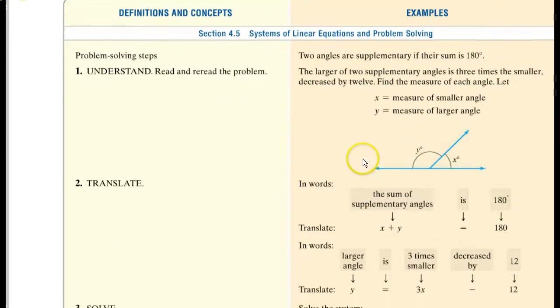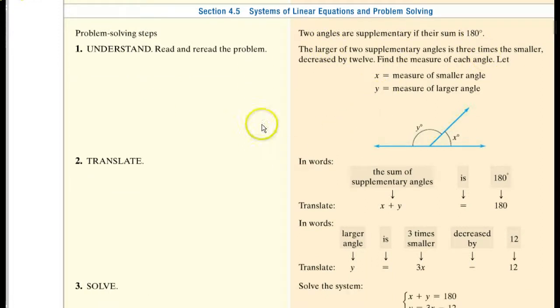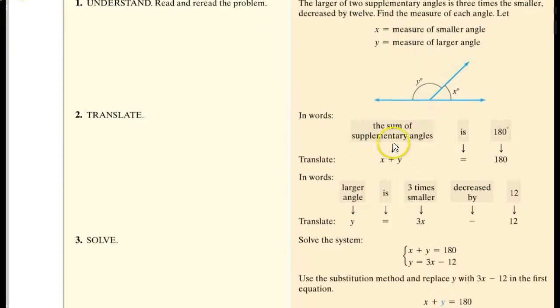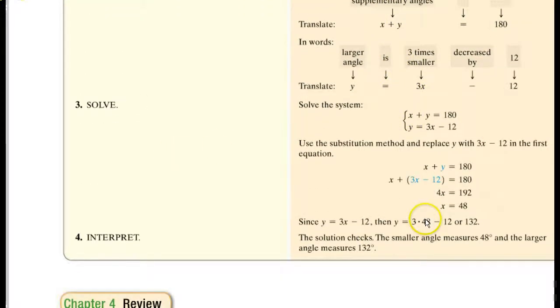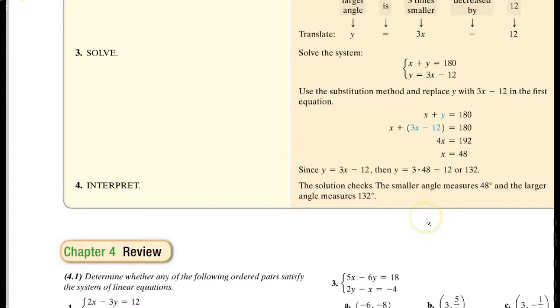So we went on to looking then at word problems, and we featured this before, where you read it and reread it, then translate it into algebra, solve it, and then interpret. Does it make sense? Okay?